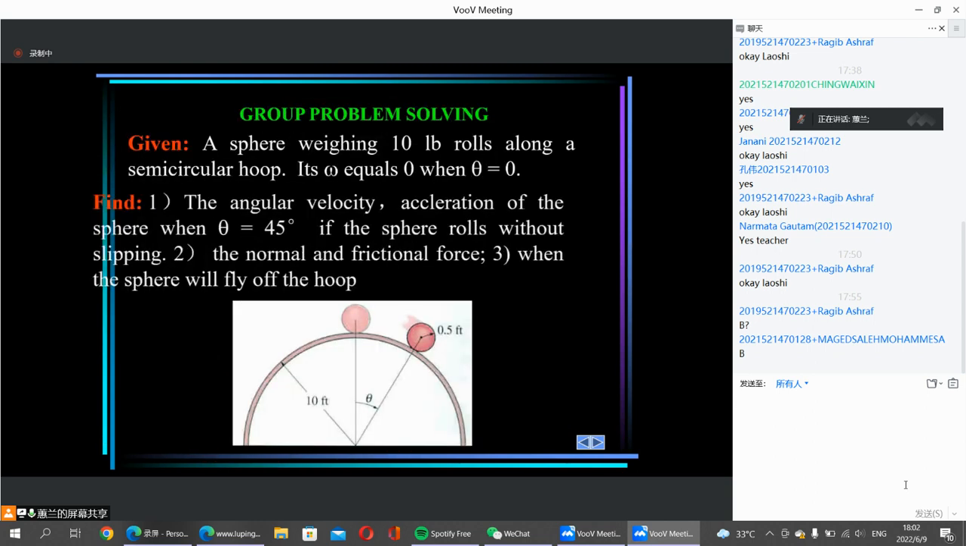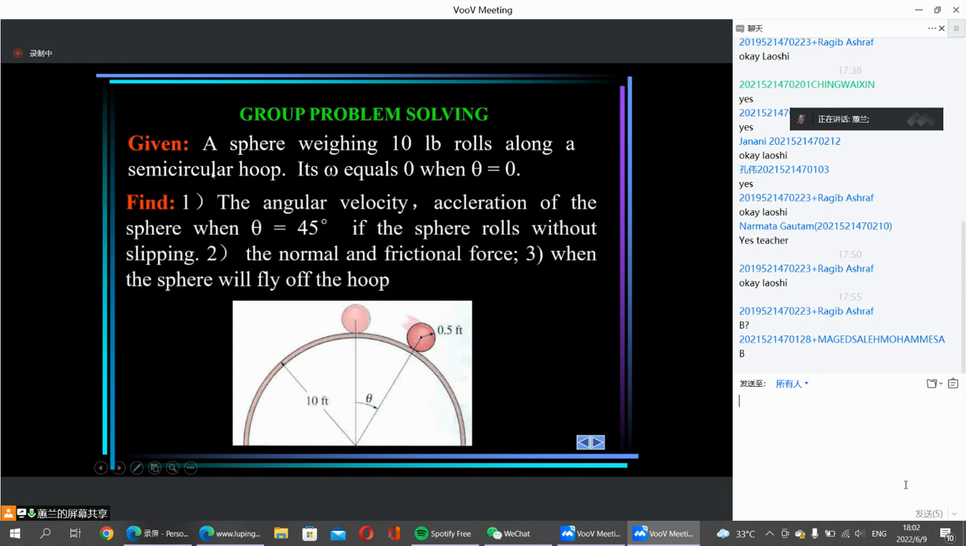Now it's time for you. A sphere weighing 10 pounds rolls along a semicircular hoop. Its angular velocity equals 0 when theta equal to 0. What does it mean? It means it starts from rest, right? T1 is equal to 0. We need to find out the angular velocity and acceleration of the sphere when theta equal to 45, if the sphere rolls without slipping, okay? We also need to find out the normal and the friction force, and also when the sphere will fly off the hoop.